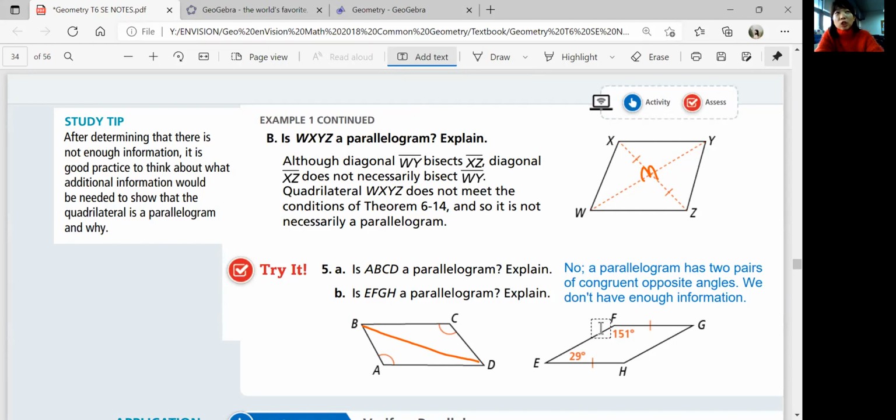What about EFGH? 151 plus 29 is 180, right? And so we know that the same side interior angles are supplementary. What does that tell you? It doesn't tell you that FG and EH are congruent, but it tells you that they're parallel. Okay. So you can also say, by using theorem 6-15, just like part A in this example, you just need one pair that's both congruent and parallel to each other to prove that it's a parallelogram. So EFGH is a parallelogram. So this is yes.